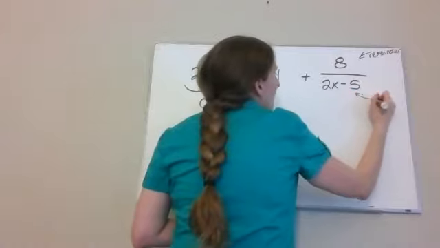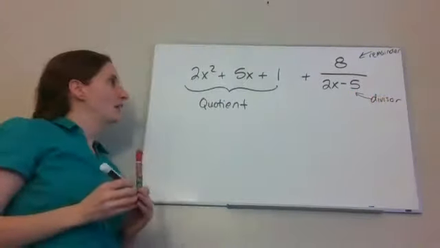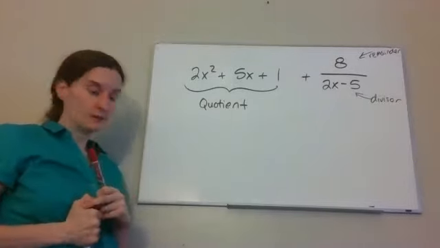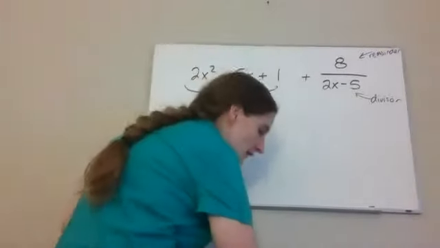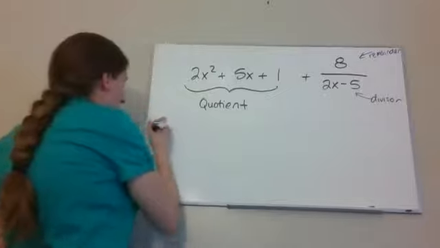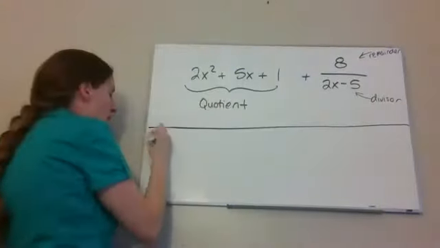And then the denominator here is my divisor. So your answer is your quotient plus your remainder over your divisor. All right, let's do another one of these. I'm going to write down what the example is first, and then we'll get a fresh board to actually work it out.